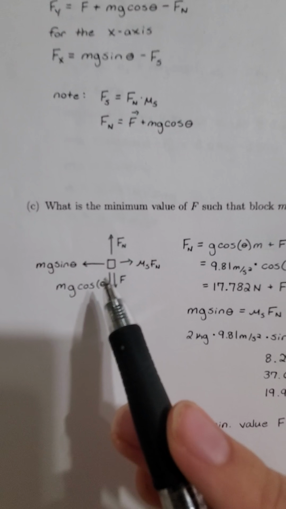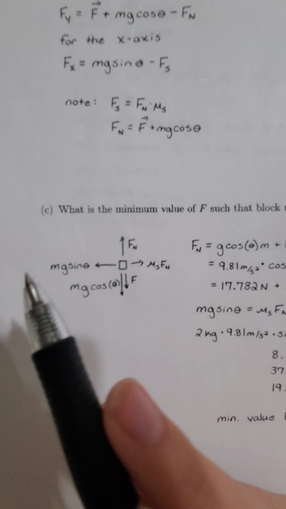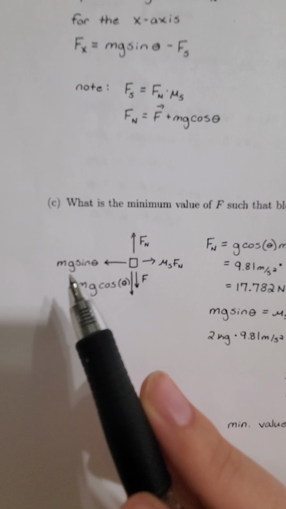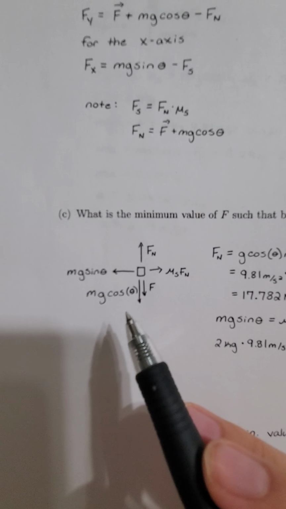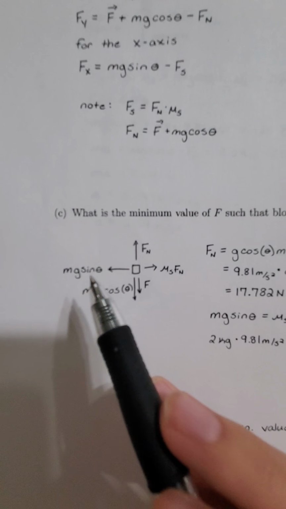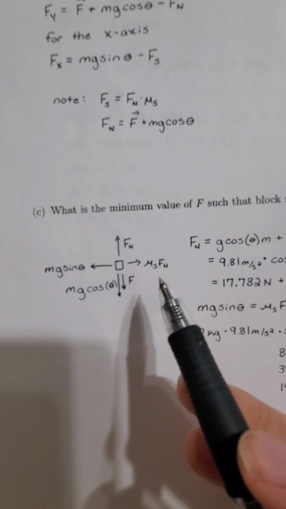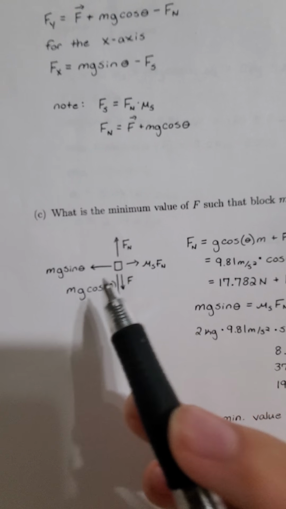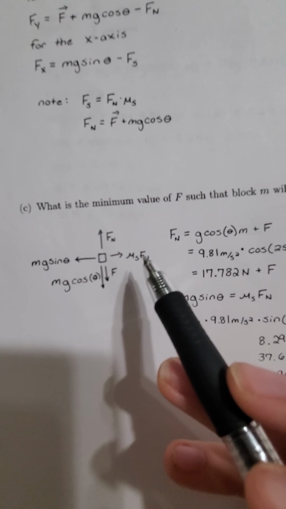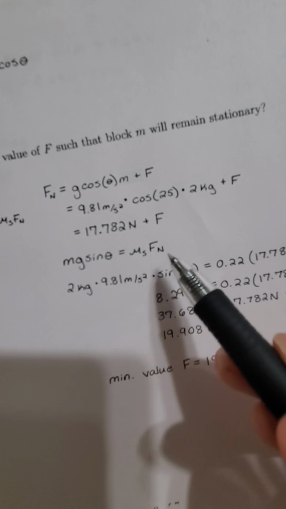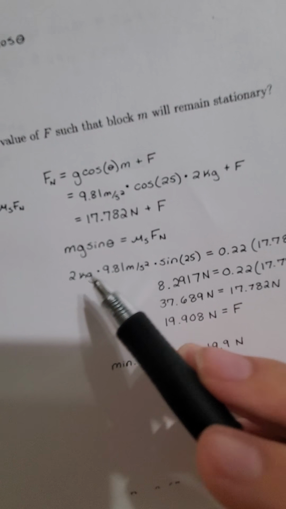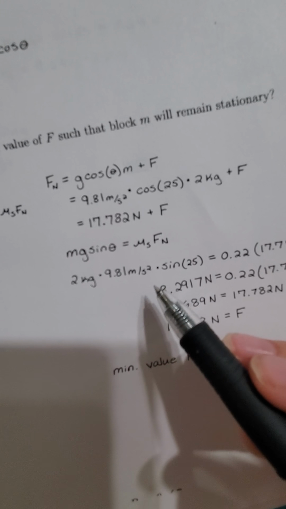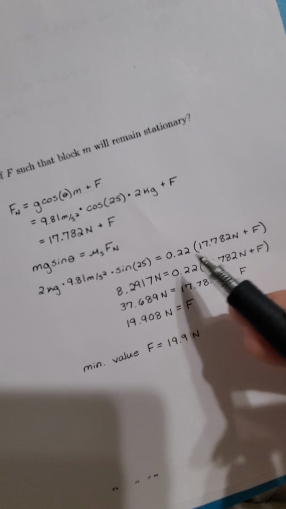And then we also know that for the object to remain still, we need the mass times gravity again times sine of the angle for the x part of gravity's force. And we need that equal to the coefficient of static friction times the normal force. And once those are equal, we know that the object is stationary. So I just rewrite that here. And then if you write that out, you get 2 kilograms times 9.81 meters per second squared times the sine of 25 equals, there's our coefficient of static friction, 0.22.